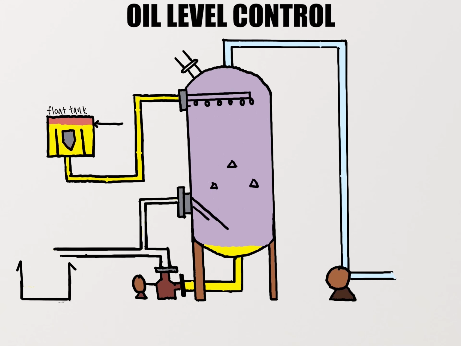A float valve is connected into the vacuum chamber, serving to control the level altitude of oil. When the oil level is low, the level control will automatically open the valve to allow oil to be recirculated into the vacuum chamber through bypass piping. When the oil level is high, the oil will be directed to the storage tank.